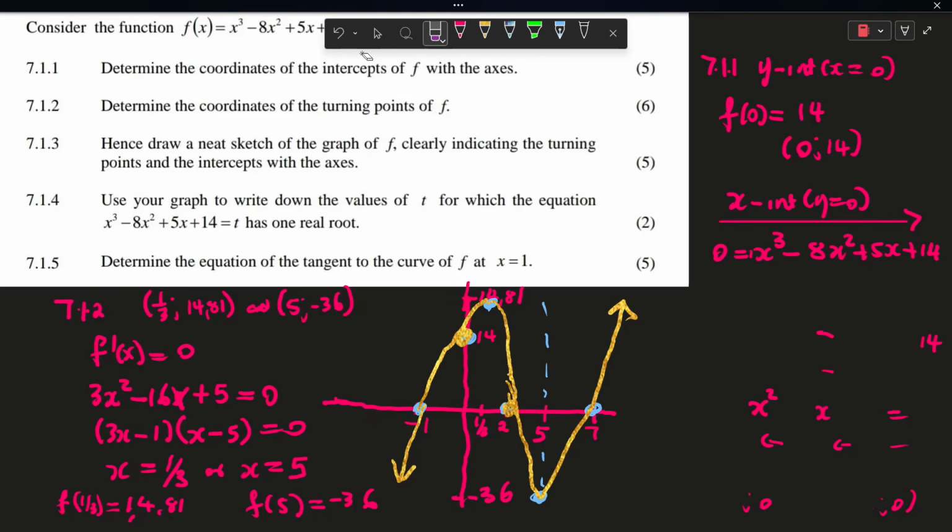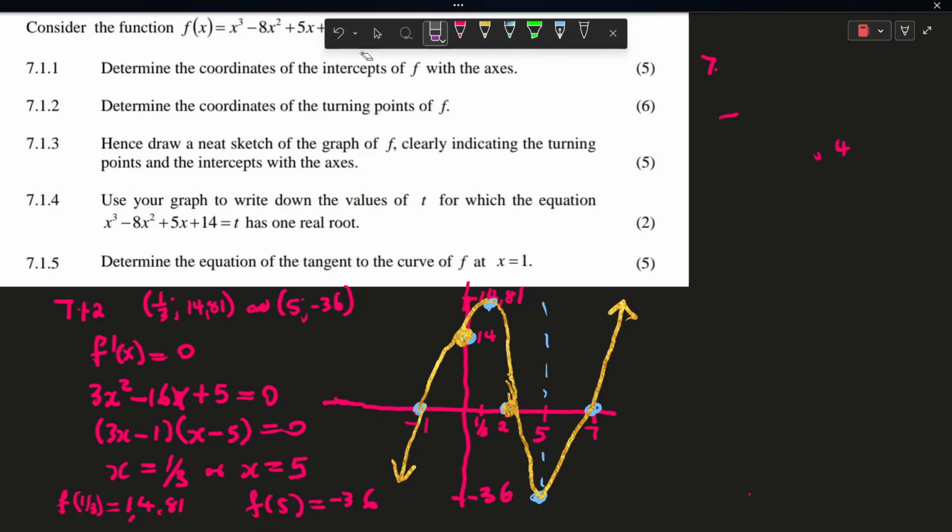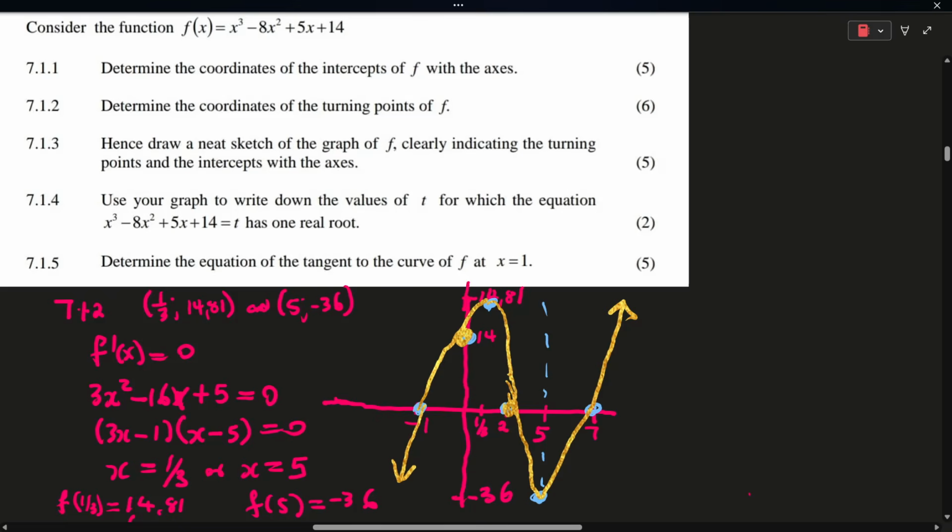Okay. Now, this type of question, when we talk about the roots in graph, those are easy things that you get full marks always. The first one, use the graph to write down the value of t for which the equation has one real root. When it has one real root, it's easy. If you have this graph, if I draw a line and I want it to have one real root, it should be away from the turning point so that the graph can cut once, you see.